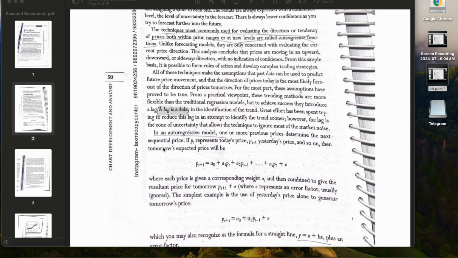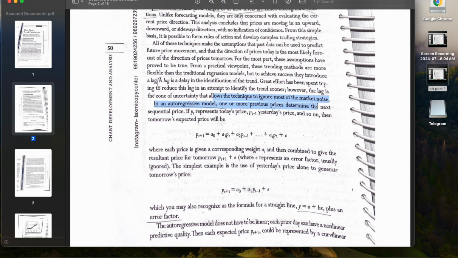So that is what a lag is, and great effort has been spent trying to reduce this lag. A lot of people have come up with a lot of indicators and models which can basically compensate for the lag which comes with the indicators, but it's still a problem, right? In an autoregressive model, one or more previous prices determine the next sequential price. So if PT represents today's price, PT minus 1 would obviously be yesterday's price, and so on. If there's PT minus 2, that would be the price of the day prior to PT minus 1. Basic maths, right? So what would be tomorrow's price?